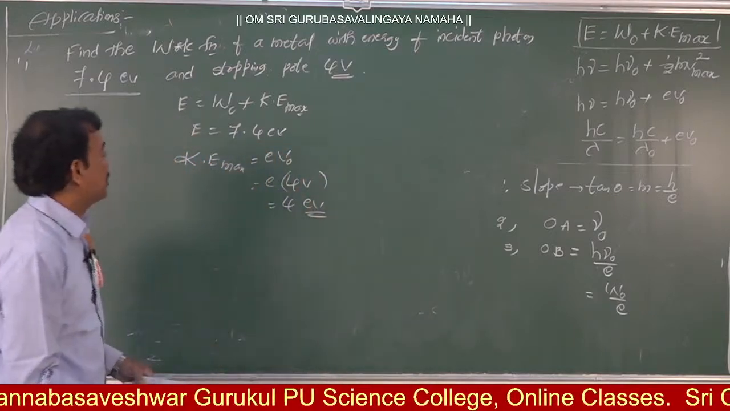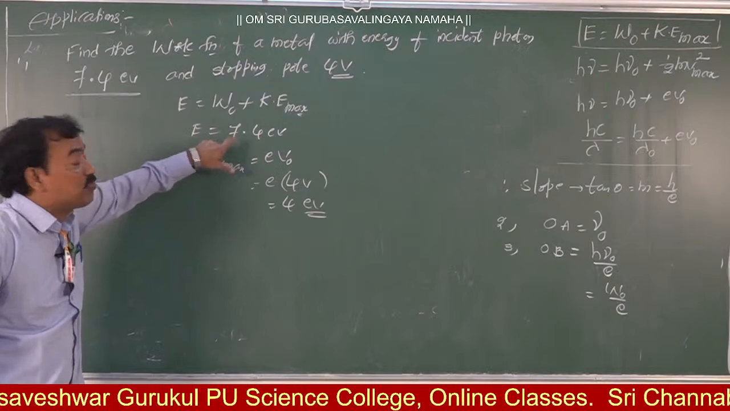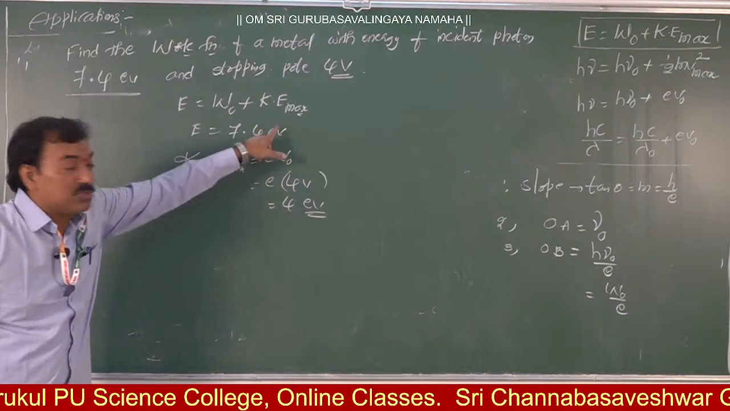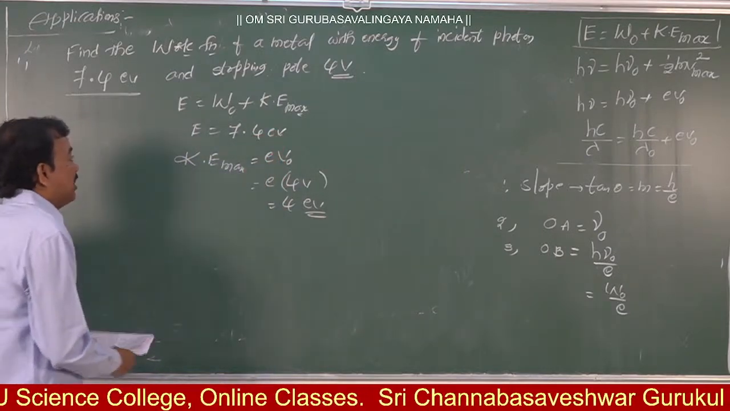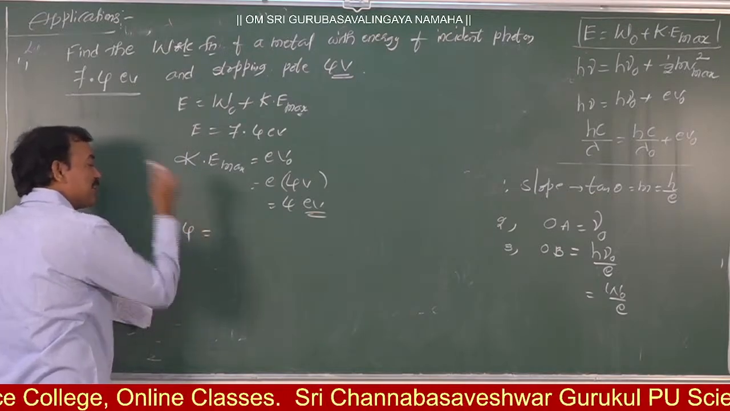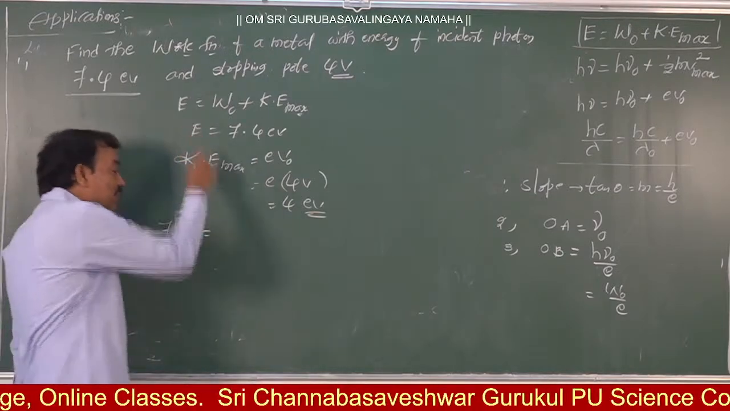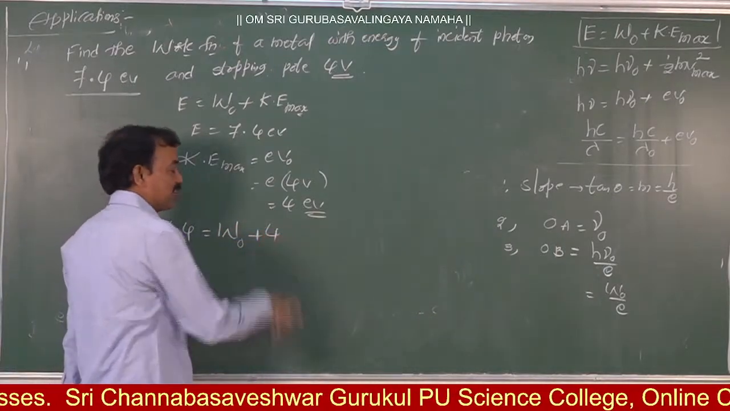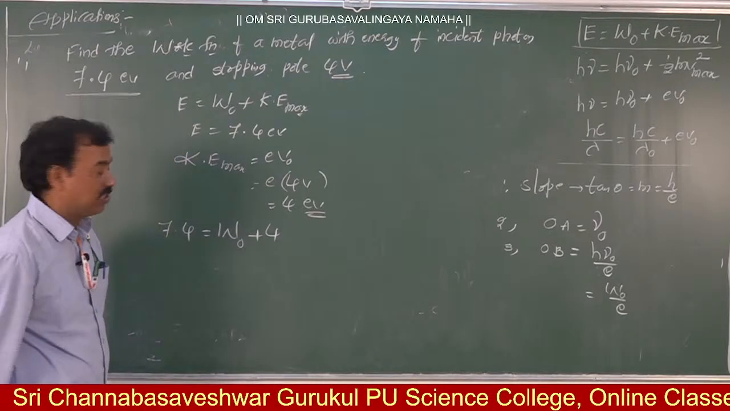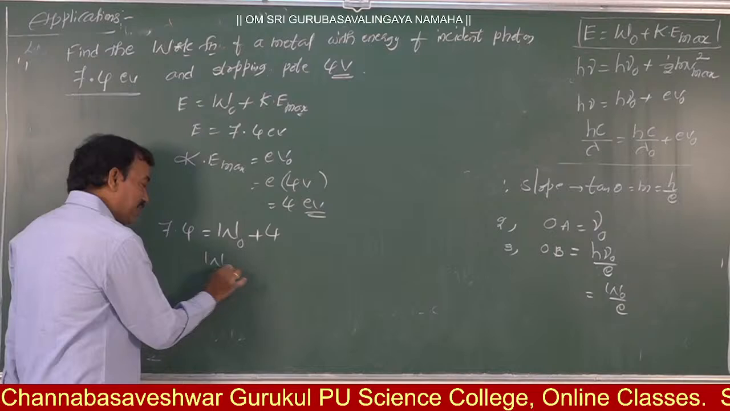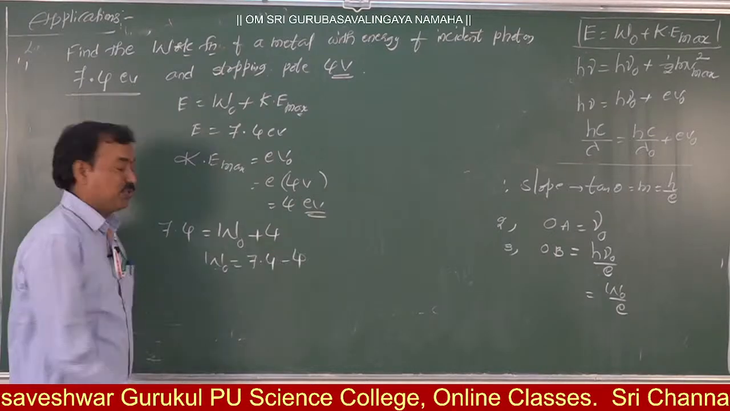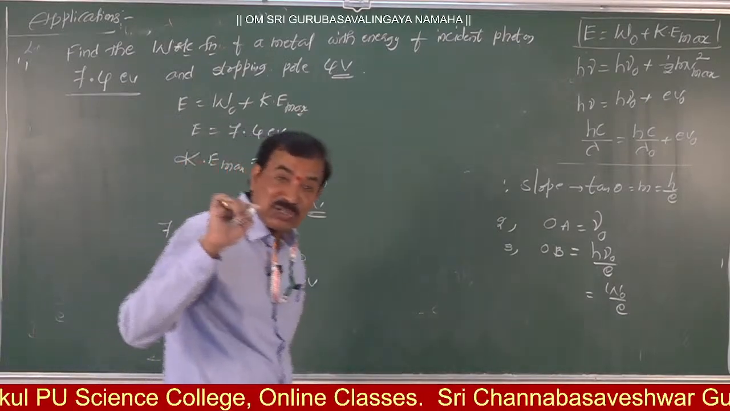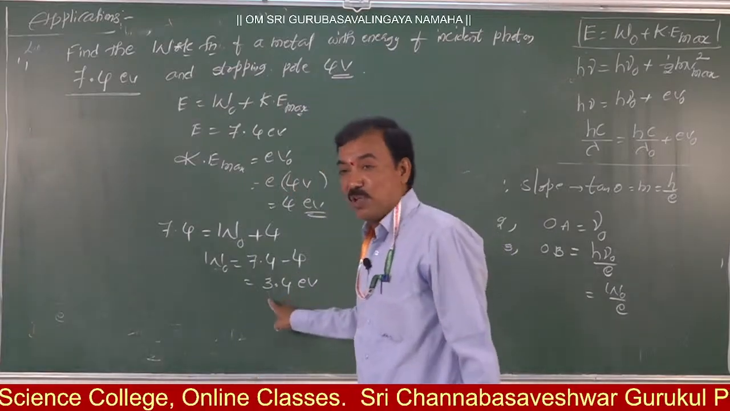Now check the equation. Energy is 7.4 electron volt and Ke max is 4 electron volt, so both units are consistent. Hence 7.4 electron volt equals W naught plus Ke max, which is 4 electron volt. Simple logic. So W naught is 7.4 minus 4, which is 3.4 electron volt. Check the options; if electron volt is given, this answer is enough: 3.4 electron volt.